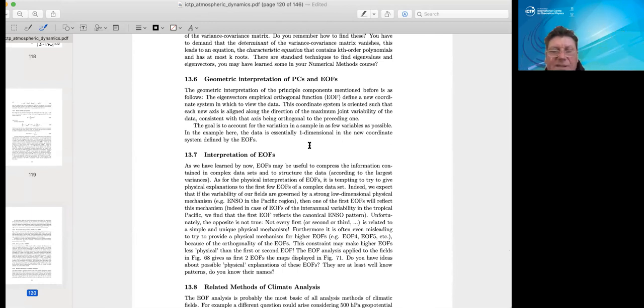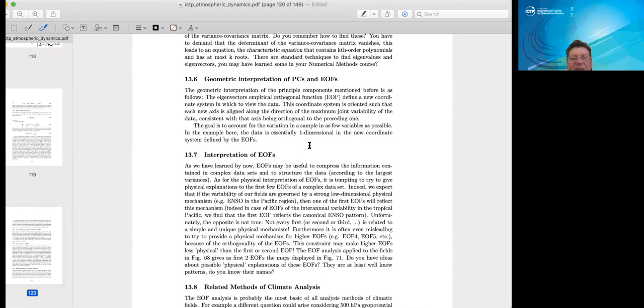If such a mechanism exists, we hope that our statistical analysis that we apply to a data set, let's say an EOF analysis or principal component analysis of the sea surface temperatures in the tropical Pacific, then our strong hope is that the first EOF, and the related first principal component time series, will be ENSO.